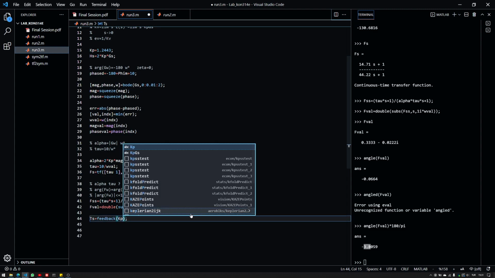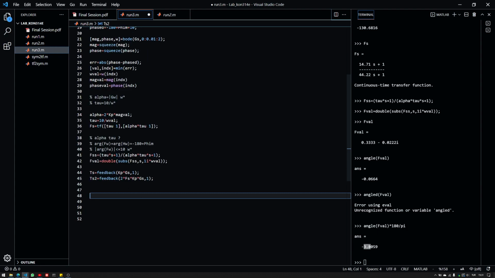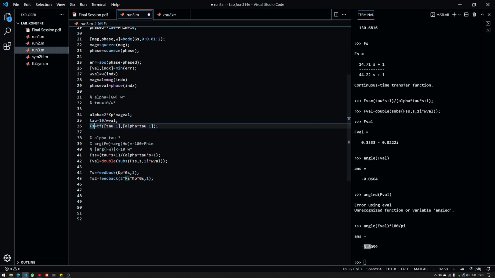One of them should be kp times gs, 1, basically the previous one. And then we have ts2, which is the feedback of 2 times fs times kp times gs, 1. Now why? Because I didn't include the gain of the lag controller into the definition of fs, which is this one here. You could also say this is 2 times and then get rid of this part. But we have the lag controller with 2 times the velocity constant, and then we have the previous p-type controller and then the plant itself.